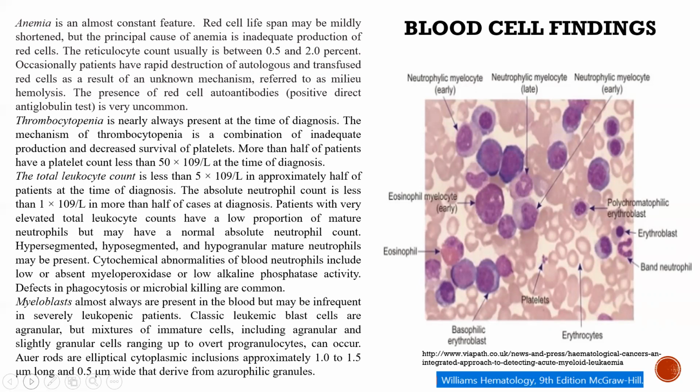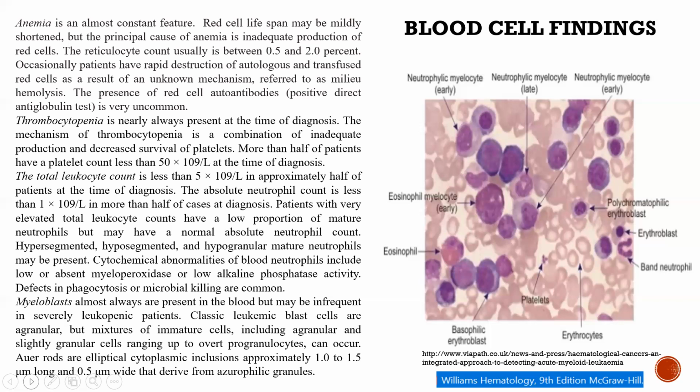Hypersegmented, hyposegmented, and hypogranular mature neutrophils may be present. Cytochemical abnormalities of the blood neutrophils include low or absent myeloperoxidase or low alkaline phosphatase activity. Defects in phagocytosis or microbial killing are common. Myeloblasts are almost always present in the blood, but may be infrequent in some leukopenic patients. Classic leukemic blast cells are agranular, but mixtures of mature cells, including agranular and slightly granular cells, up to promyelocytes, can occur.